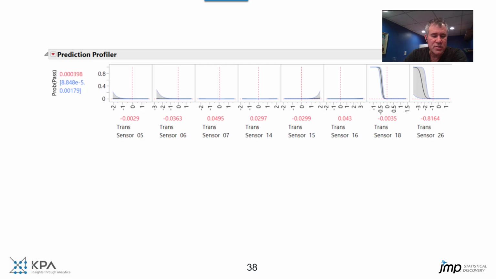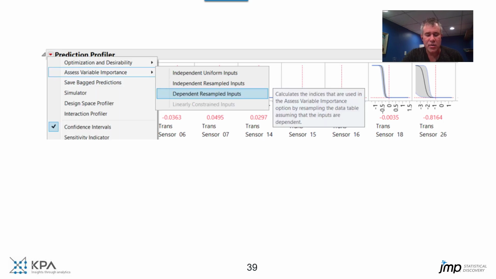some great built-in tools for understanding what the important variables are, both in the model overall and, new to JMP Pro 17, we have the ability to understand what variables are most important for an individual prediction. We can use the variable importance tools to answer the question, what are the important variables in the model?